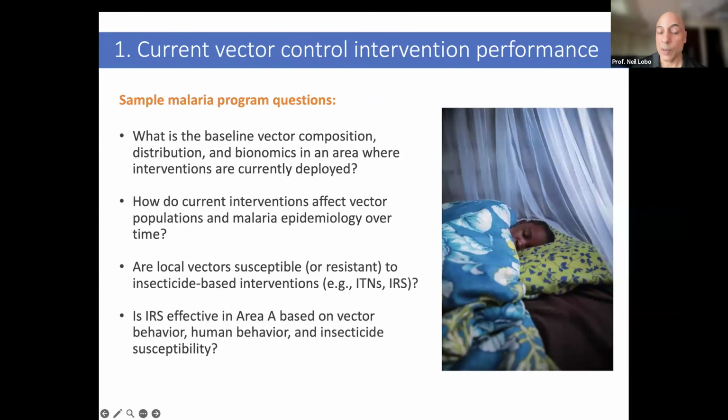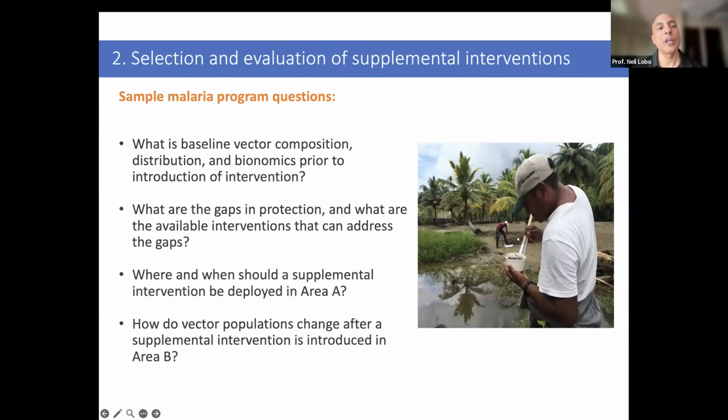Another question, these are all examples, of course: are local vectors susceptible or resistant to the insecticide-based intervention? Another question is, is IRS effective in a specific area based on the vector behaviors, human behaviors, and insecticide susceptibility? So you can see these kinds of questions can be asked by you. When we're looking at question type 2, here's another four examples of questions.